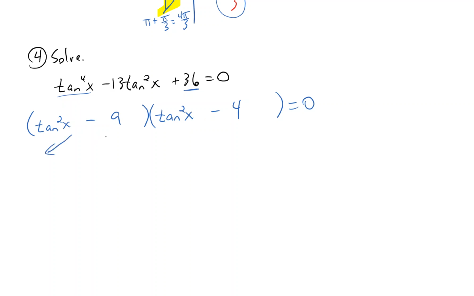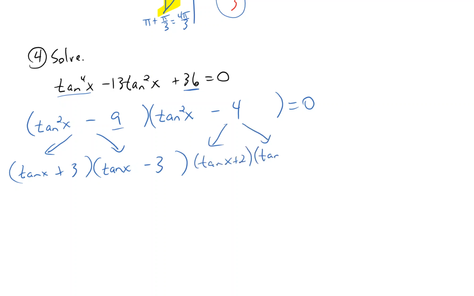So this guy is going to factor. If I break it down, it's going to be tangent of x times tangent of x to get my tan squared of x. And it's going to be plus 3 times minus 3 to get my negative 9. Similarly, this guy's going to do the same thing. Tan x plus 2 times tan x minus 2 equals 0. So now I've got four things multiplied together, four factors multiplied together to equal 0.